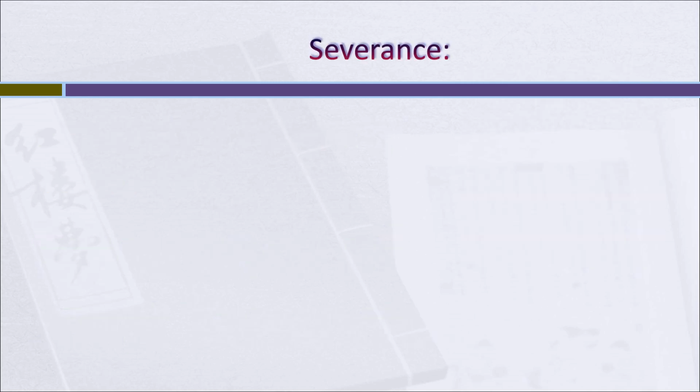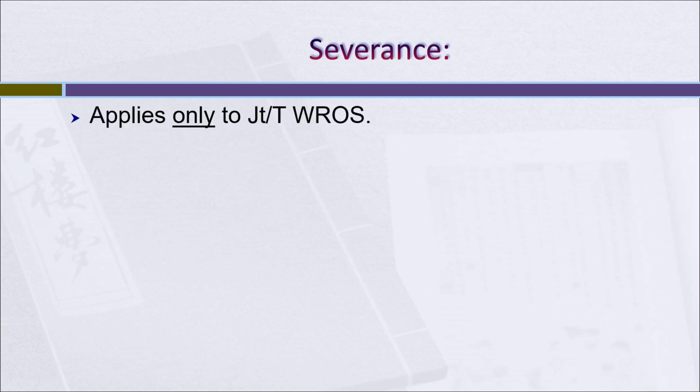So what do we mean by a severance? Well, the first thing to understand is that the concept of severance applies only to joint tenancies with right of survivorship. For example, there's no such thing as a severance of a tenancy in common. Only a joint tenancy with right of survivorship can be severed.